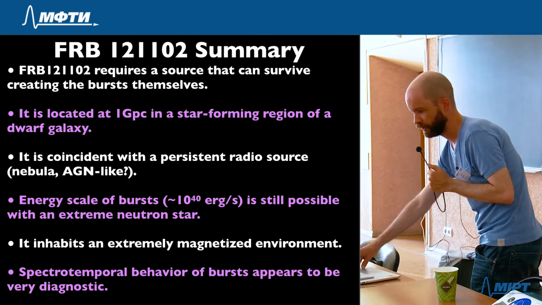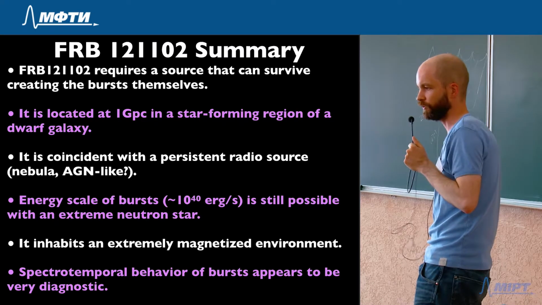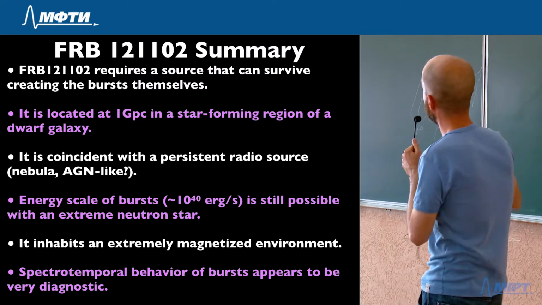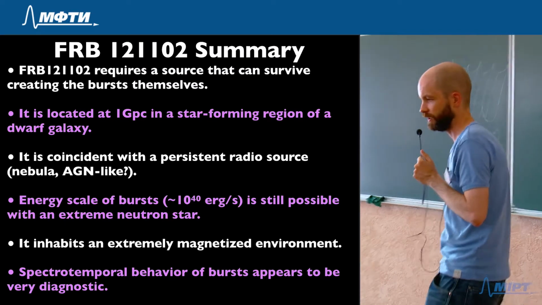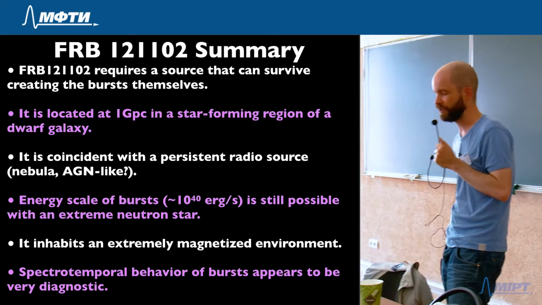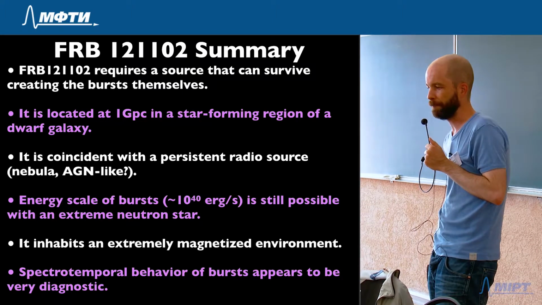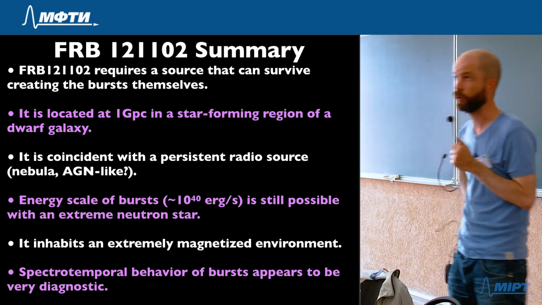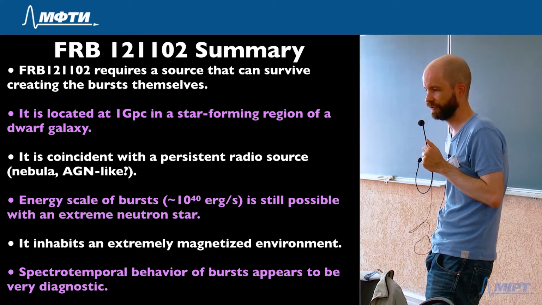Okay, so let me just summarize what I've told you about the repeating fast radio burst source. It requires a source that can survive the very energetic events that produce the bursts themselves. So it's not a cataclysmic event. It's an engine that can continue pumping out these very bright bursts. And we know that they're very bright bursts because we've localized it to a star-forming region in a dwarf galaxy at a gigaparsec or so.